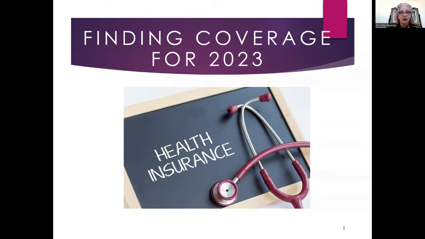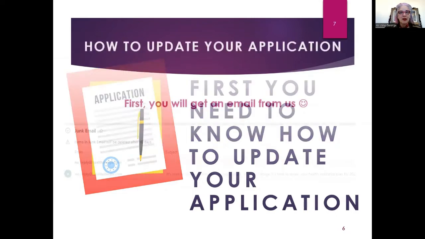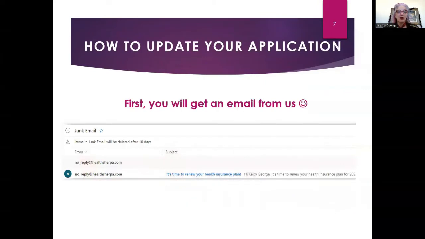So first, what you need to know on how to update your application. You can have this on the screen if you want while you're doing it, or just go through this and then reference it as needed. If you're a current client of ours, you're going to get an email. This is the renewal email. It looks like this. It may often be in the junk mail. So make sure you look in your junk.